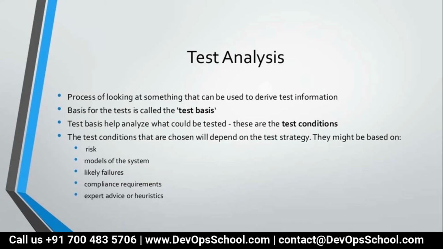So all these steps we have to consider in the test strategy. And also modules of the system, meaning how many modules will be impacted. Likely failures, meaning what failures could happen if we are going to do the regression. Compliance requirements, what are the policies we have to follow, correct? Expert advice we also have to take. Clear? So these are the risk factors.